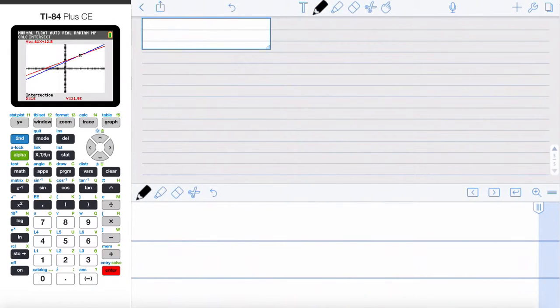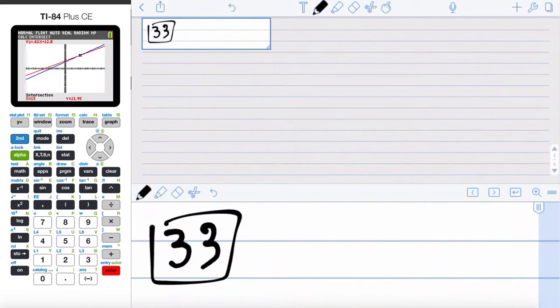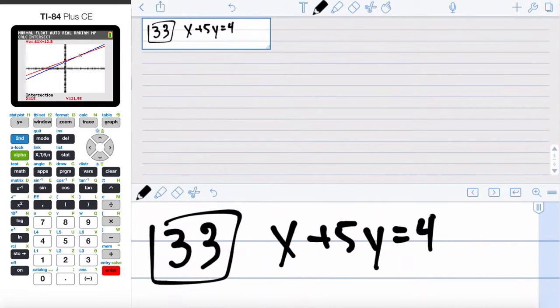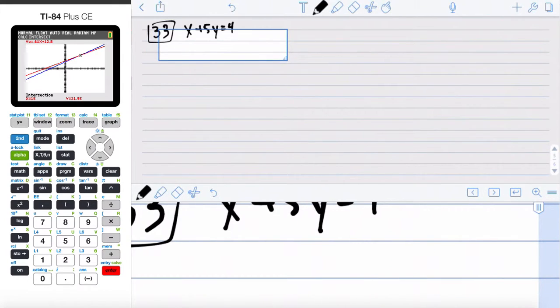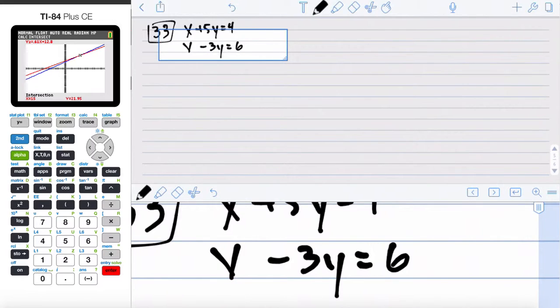So for 33, I have the system x plus 5y is equal to 4, and x minus 3y is equal to 6. We want to describe the system of linear equations with this graph, describe the number of solutions, and state whether the system is consistent or inconsistent.